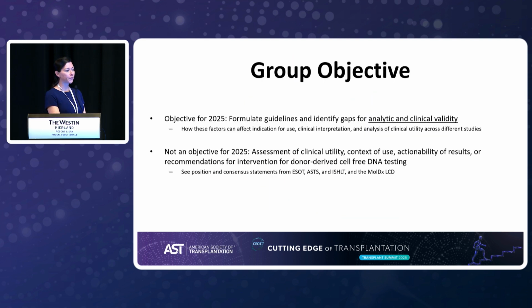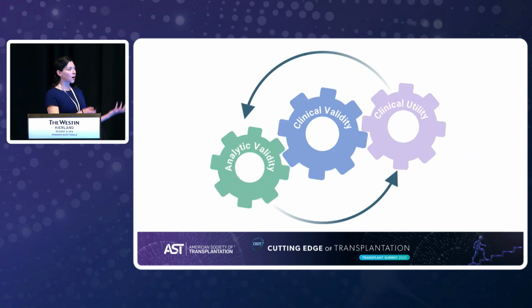So each of these is a cog in a large working machine that determines whether a test is valuable to a patient or not. They are interrelated, but each of them is an independent requirement for a test to be valuable. And we feel for donor-derived cell-free DNA, I'm going to preempt the questions, that a lot of the field has jumped over to clinical utility, but there has not been as much attention given to analytic validity and clinical validity.